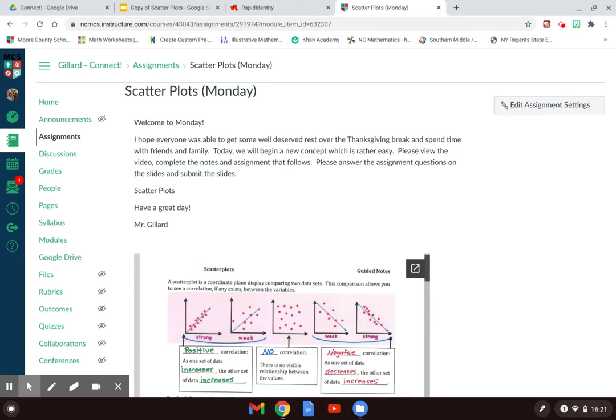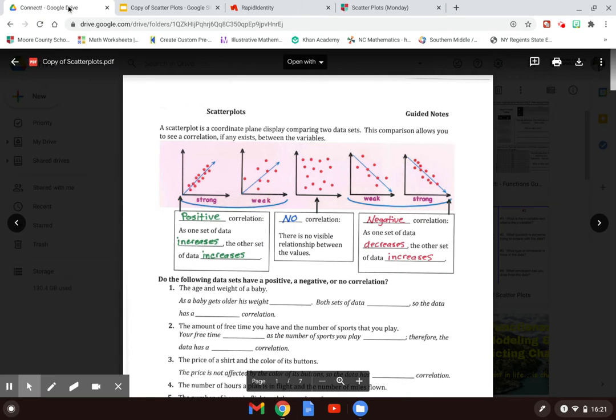Today we're going to begin a new concept called scatterplots, which is all about gathering and analyzing data. Go ahead and pop this open, and we'll get started with our guided notes today, followed by the assignment. So let's begin with what are scatterplots?